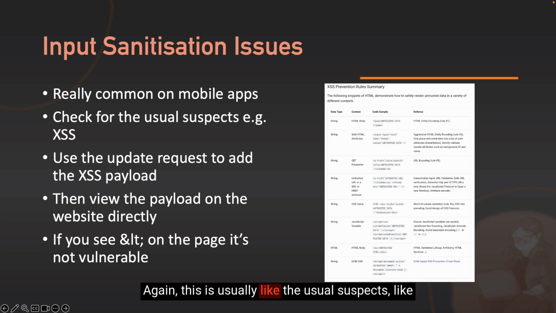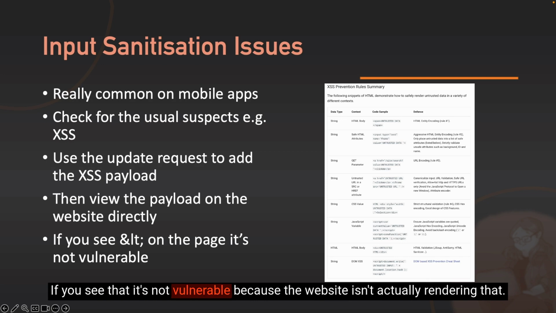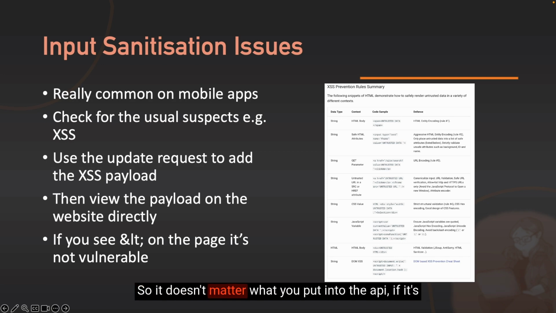Again, this is usually the usual suspects like cross-site scripting. Even very simple XSS payloads tend to be quite common in APIs. Now, the way you know it's not vulnerable is if you see the HTML entity codes, like the less than, greater than. If you see that, it's not vulnerable because the website isn't actually rendering that. So it doesn't matter what you put into the API. If it's not being rendered as JavaScript, it just won't work.